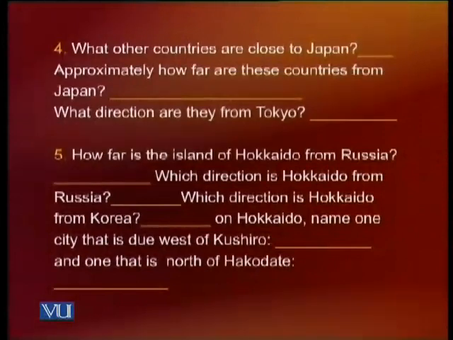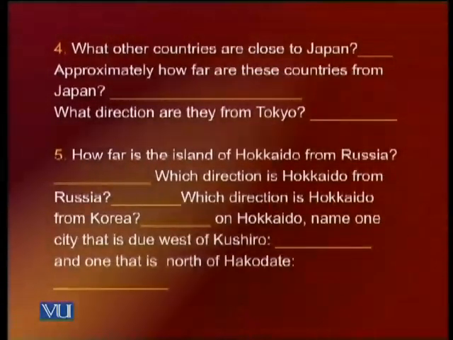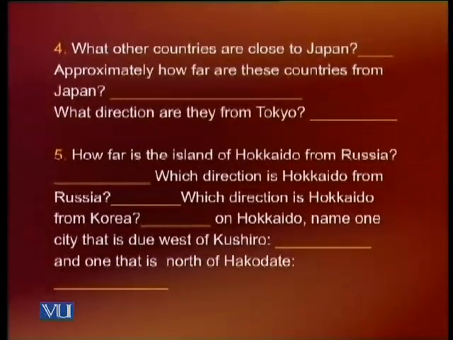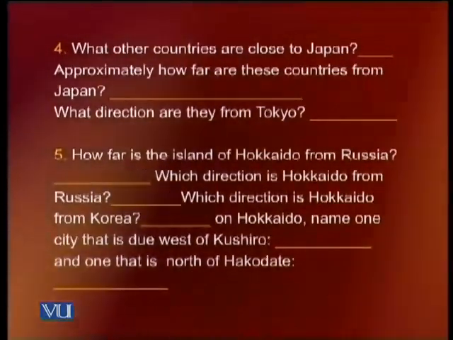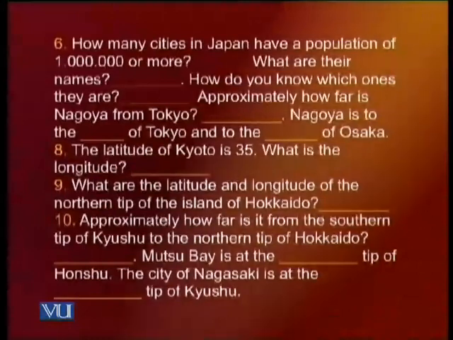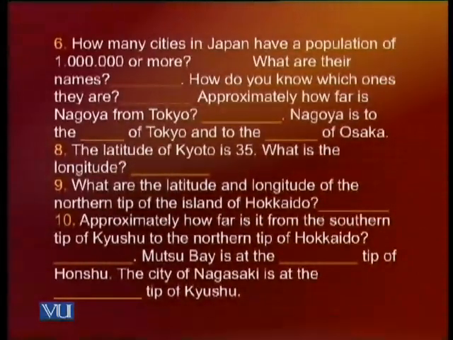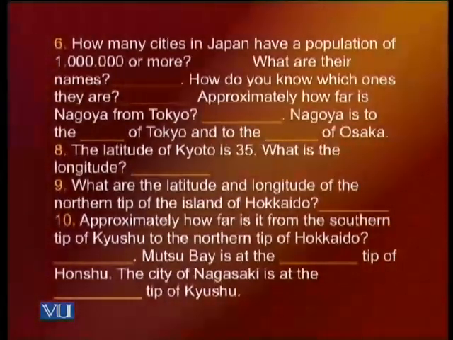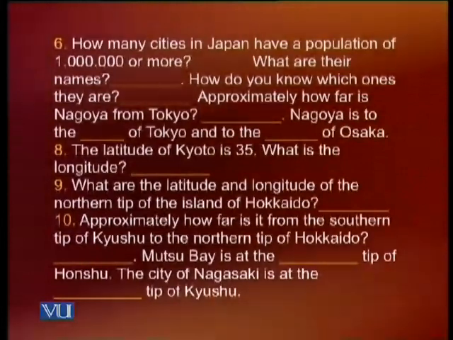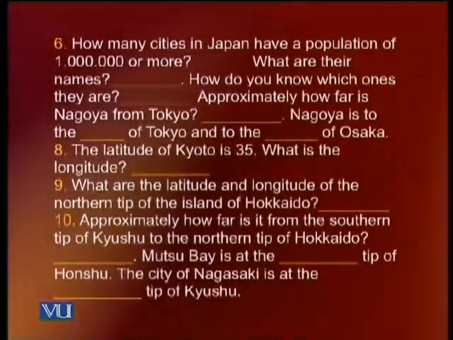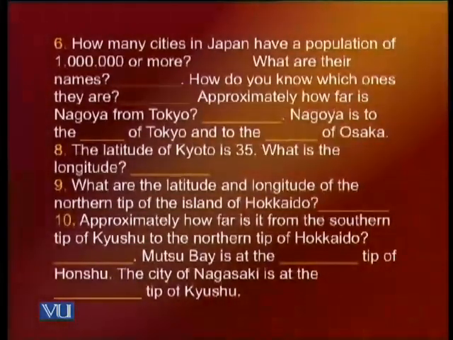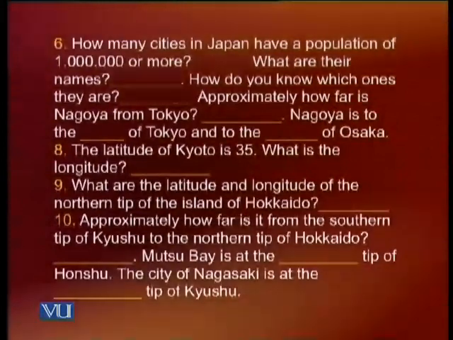All right. On Hokkaido, name one city that is due west of Kushiro and one that is north of Hakodate. Look on the map and spot these. Number 6. How many cities in Japan have a population of 1 million or more? What are their names? And there are 6 cities: Osaka, Tokyo, Kobe, Kyoto, Nagoya, and Yokohama.